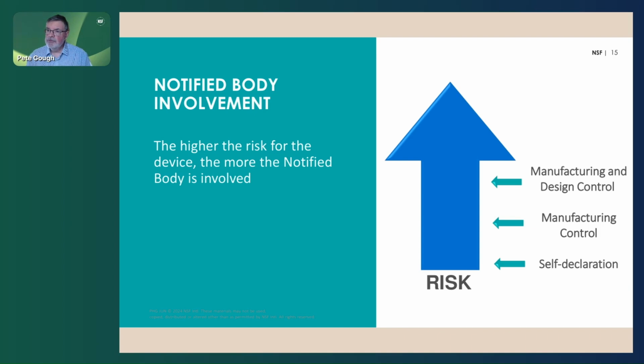But as you go up the classifications into class 2 and eventually up to class 3, the manufacturer will have a lot more involvement with the notified body. So the notified body will assess the design and the manufacturing controls for the highest risk products. They go right back through to the design, whereas in the middle, they might just assess the manufacturing controls. So the level of notified body involvement increases as the risk associated with that device increases.